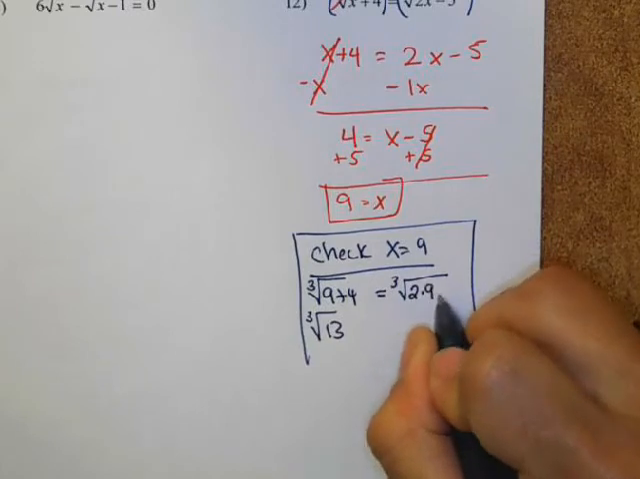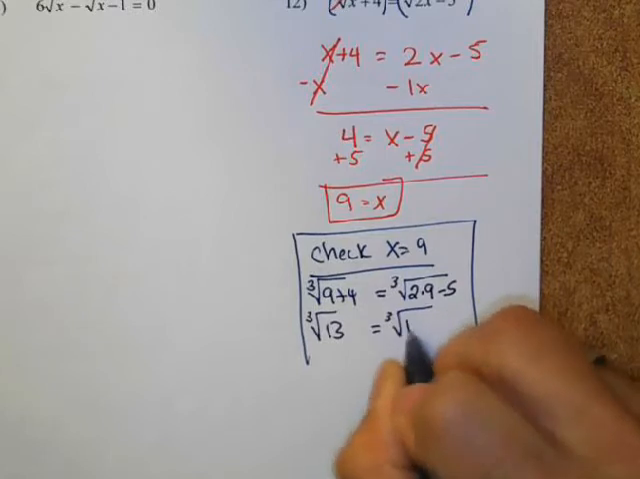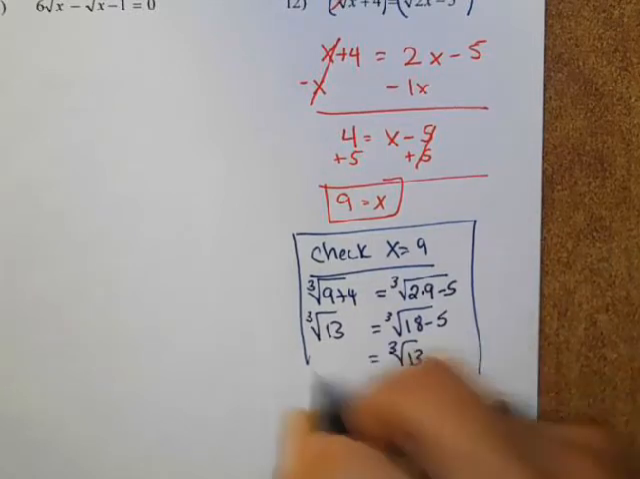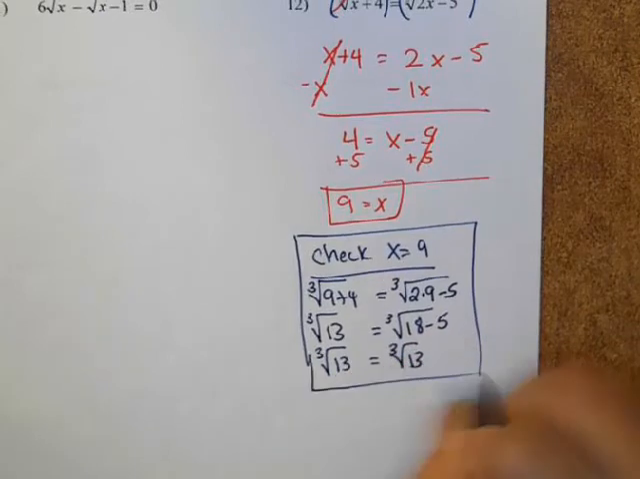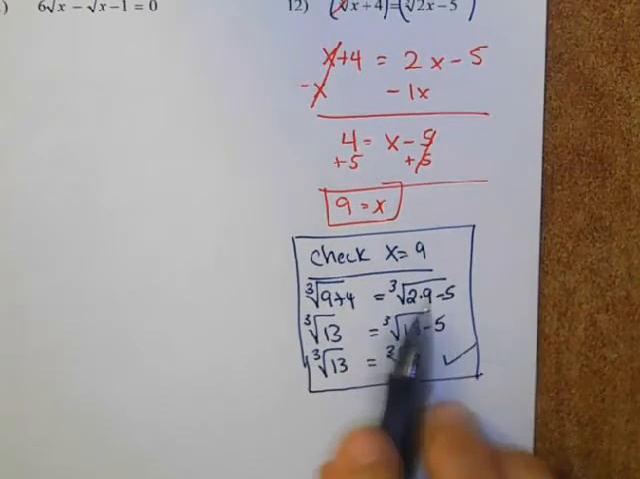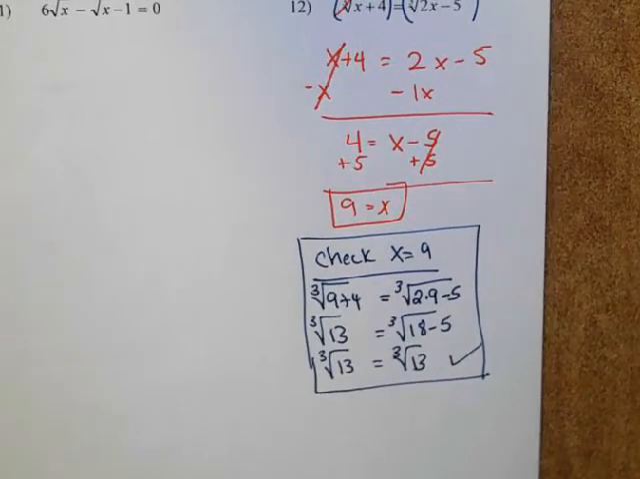2 times 9 is 18, and then 18 minus 5. 18 minus 5 is 13. So the cube root of 13 equals the cube root of 13. That's a true statement. So there it checks out. Again, you don't have to evaluate that. That's not part of what you have to do. You just have to make sure that it checks out on both sides. Okay, those were 3 pretty easy questions.